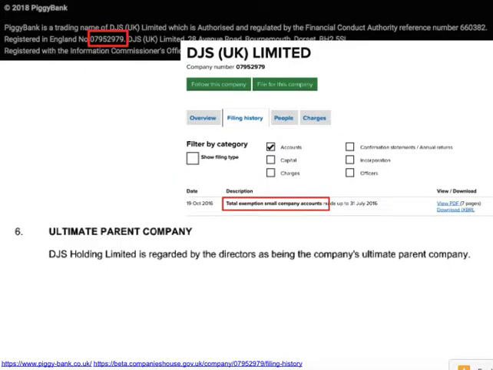Another aspect that might be useful is the ultimate parent company. So again, I've touched on this elsewhere, but in a different context. In this situation, there's a couple of points to make here. The first is, we're looking at a website for a loans company called Piggy Bank. Now, if you search for Piggy Bank on Companies House, you might not find this company because it's actually the website. Piggy Bank is run by a company called DJS UK Limited.